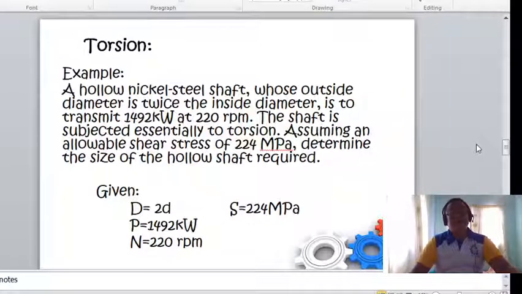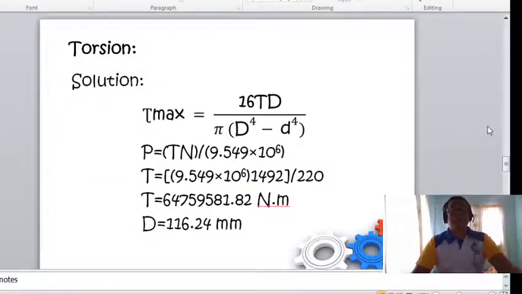So, given D is equal to 2d, P is 1,492 kilowatts, N is 2,200, and the stress is 224 megapascals. So, that is the allowable shearing stress. Okay, solution now. From the equation for a hollow shaft, the maximum shearing stress is equal to 16TD over pi times (D to the fourth minus d to the fourth).